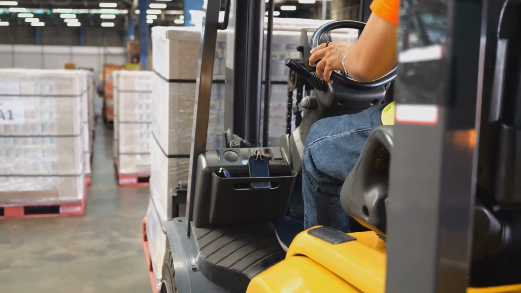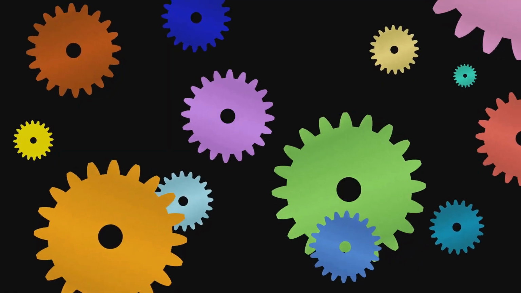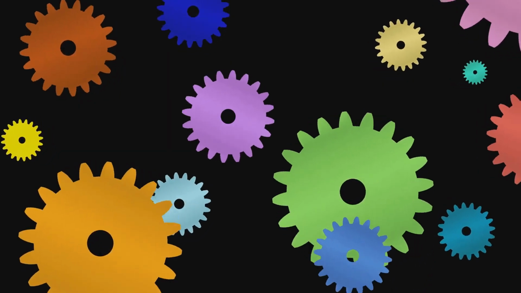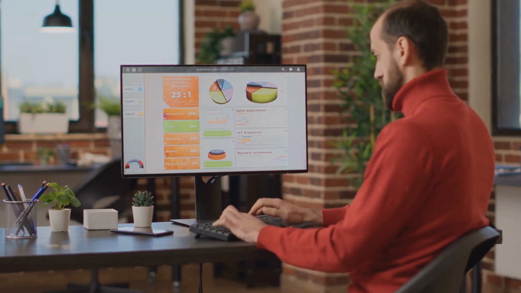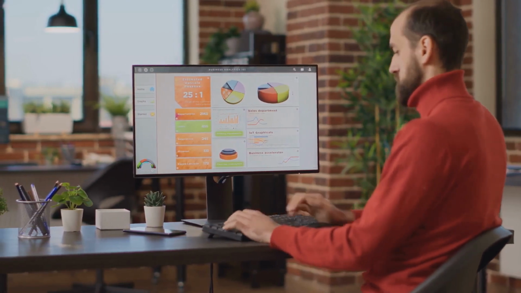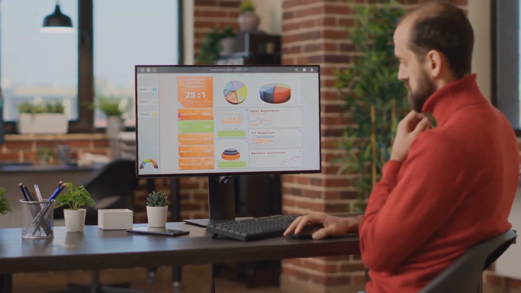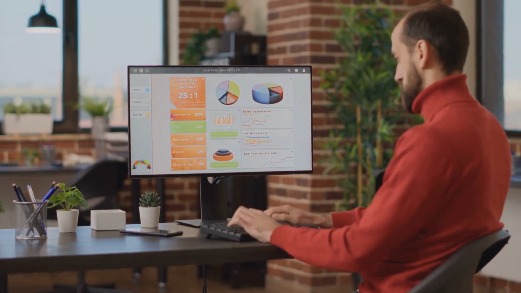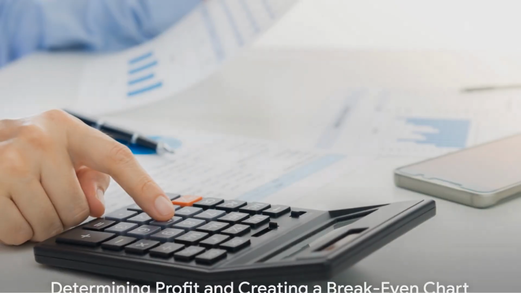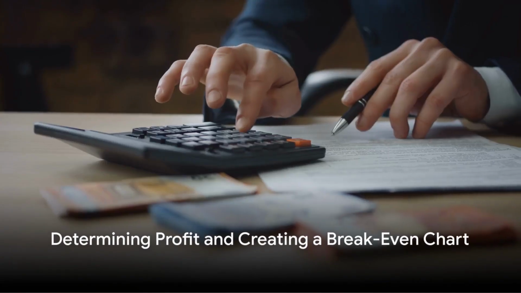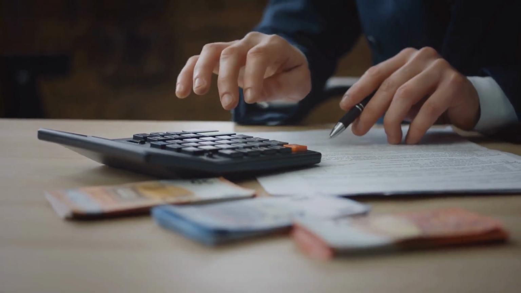Keep in mind that COGS can vary greatly. If you sell more, your COGS will increase because you're using more resources. Conversely, sell less, and your COGS decrease. It's this dynamic nature of COGS that makes it a crucial part of your break-even analysis. Now that you know your COGS, you're ready to determine your profit. Finally, determine your profit based on your costs of goods sold. Now, how do we do this?